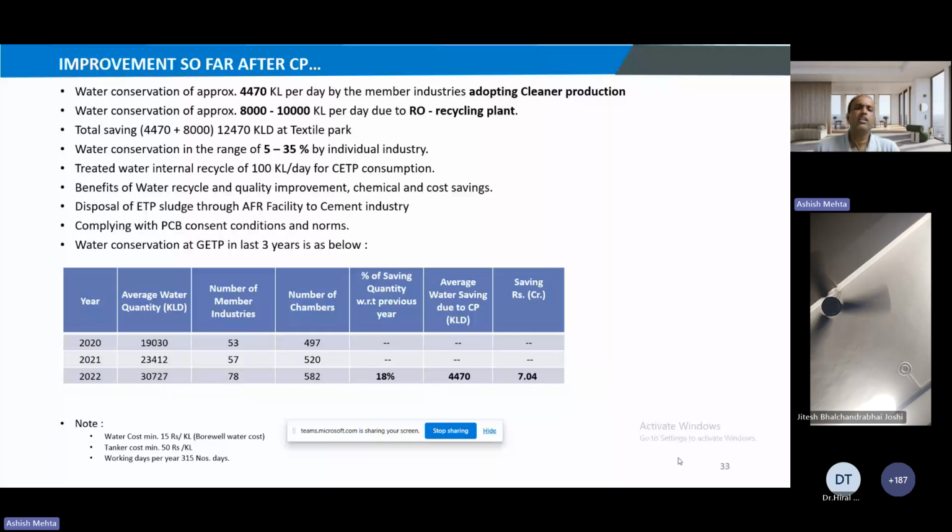There is an internal recycle at CETP. We are also disposing of ETP sludge through an alternate fuel facility to cement industries. And if we consider the commercial saving for just year 22-23, it is in the range of 7 crore. 7 crores can be considered as a saving, where we have considered water cost at an average of 15 rupees per kl, which is borewell water cost, tanker cost of 50 rupees per kl, and working days of 315 days per annum. These are the achievements of working beyond the fence at the member unit ends, at the source, which helps us in improving the efficiency of the CETP and ZLD plant.